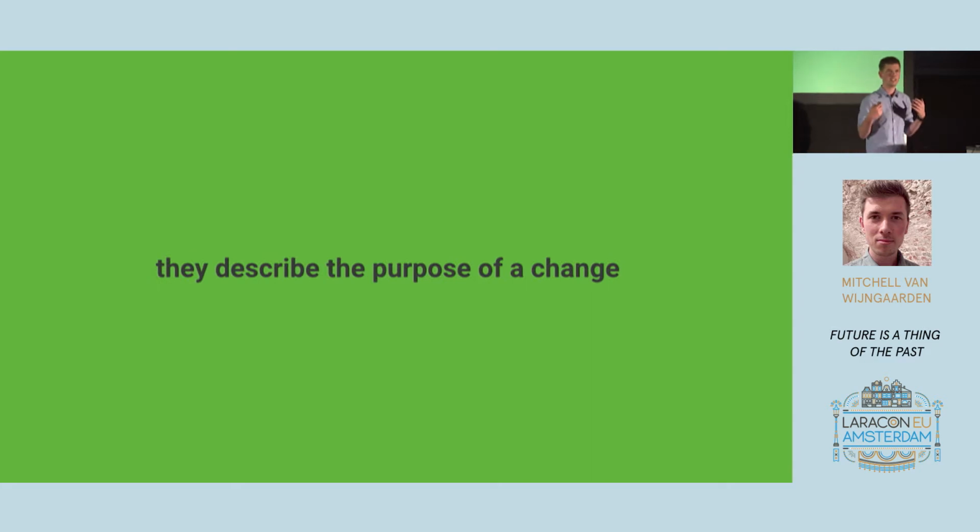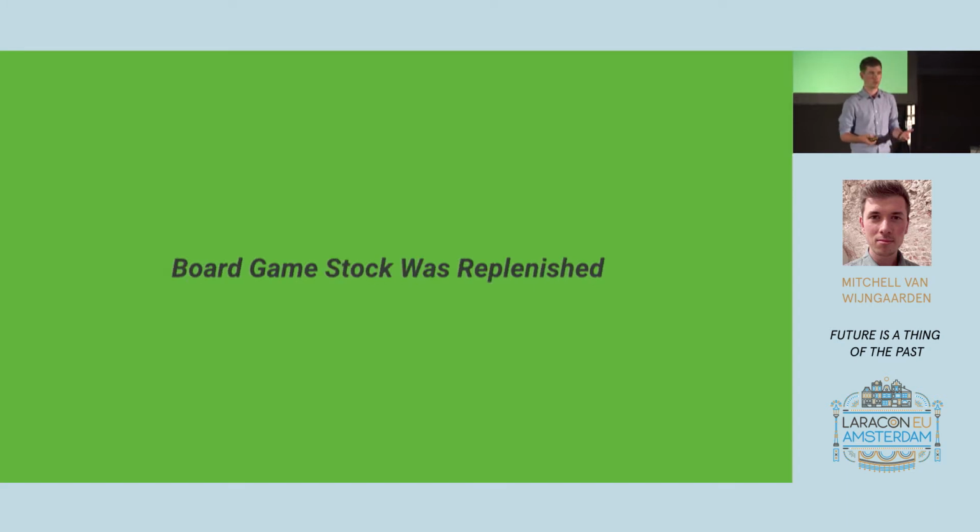Well, they describe a change that is important to the business, which could be "board game stock was replenished" in our example, right? Because "update board game" doesn't mean anything to us. Like update board game and then changing some value in there, that doesn't mean anything to the business. It doesn't give us any information. But this immediately explains what it is. So this is why domain events are a very good way to do this.